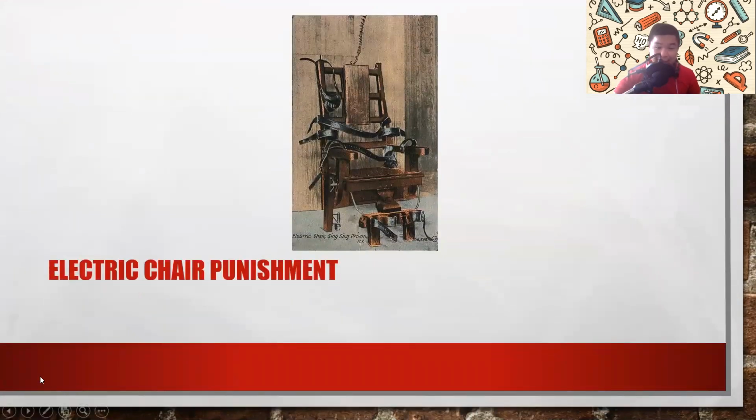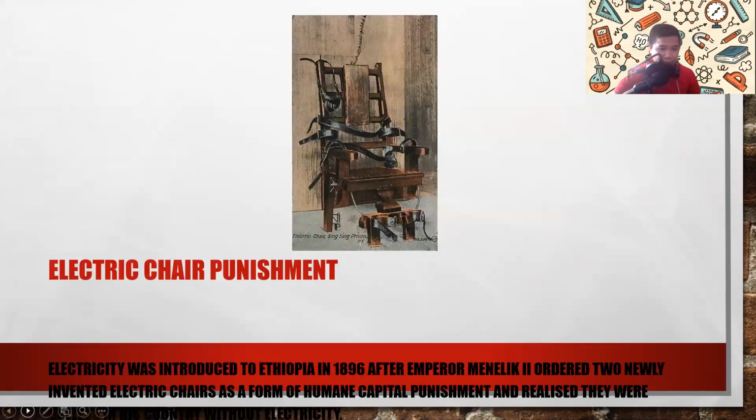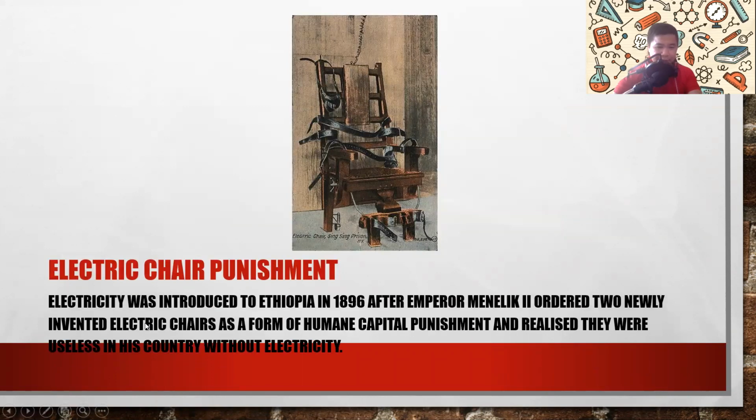What is this? This is an electric chair punishment. Oh, sorry. Electric chair punishment. Electricity was introduced to Ethiopia in 1896 after Emperor Menelik II ordered two newly invented electric chairs as a form of humane capital punishment and realized they were useless in his country without electricity. Oh, this is an electric chair.